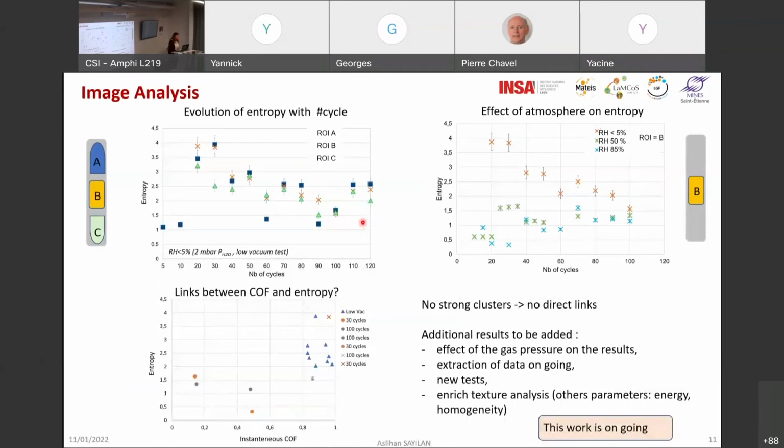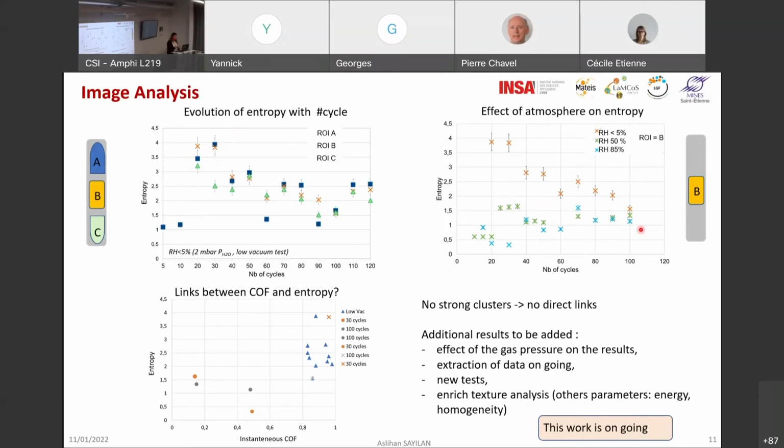And when we analyzed along the same wear track after the same number of cycles, as I showed before, the surface texture was changing from region to region. And when we check the entropy values, we have seen that the values could also differ from region to region. We also tried to understand if the environment has a relation with the entropy. We have seen that, for example, for low vacuum tests, we have a relatively higher entropy by comparison to the humid mode tests.